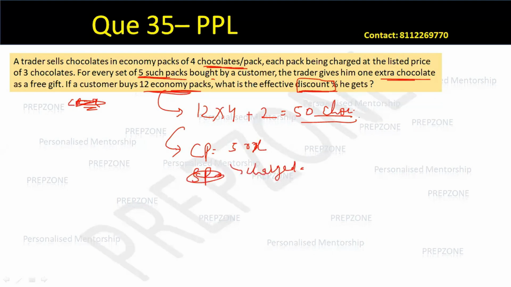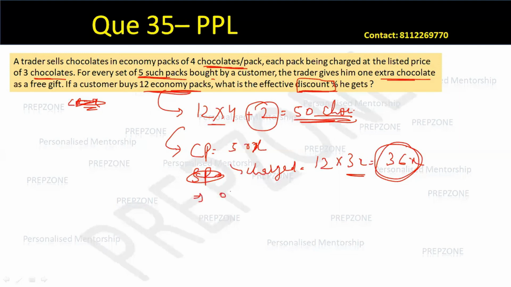But he is charged only 3 for one pack. So 12 packs he has purchased, 12 times 3 is 36x, the selling price. Very good, Akshay. I hope everyone is clear. He's getting 50 chocolates, but he's actually paying for how much? ये दो तो free है ना? And for these 12 packs that he has purchased, he's only paying at the list price of 3 chocolates. So अगर एक chocolate x रुपए की है, he's only paying 3x rupees for 4 chocolates. So it is 36x.